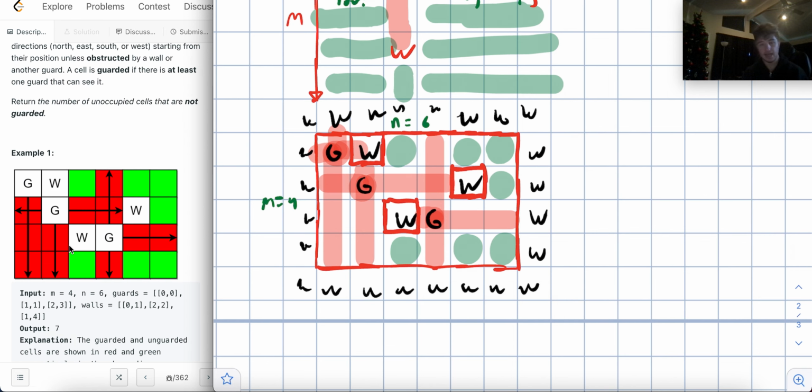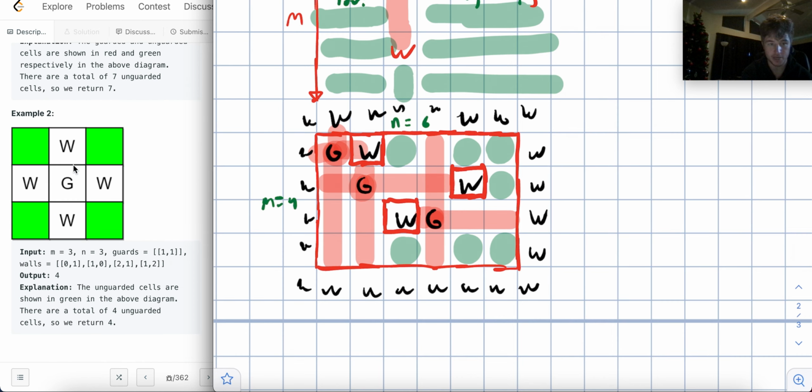Okay. And then there's a pretty extreme example here, where there's a guard and every direction is covered. So there are 4 cells that are unseen, because it can't look up, can't look left, can't look right, can't look down. And these 4 cells are chilling.